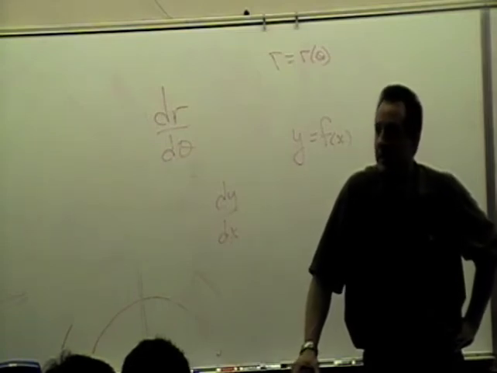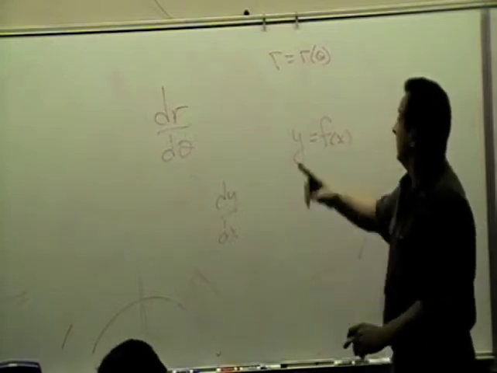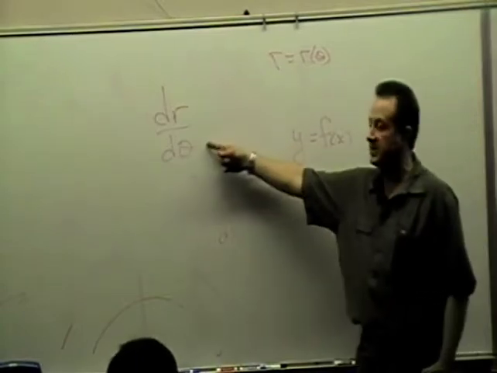How would you find the slope of a tangent line when you're given a curve r equaling r of theta? You can't just take the derivative and say, I'll do it that way. That has nothing to do with slopes of tangent lines.